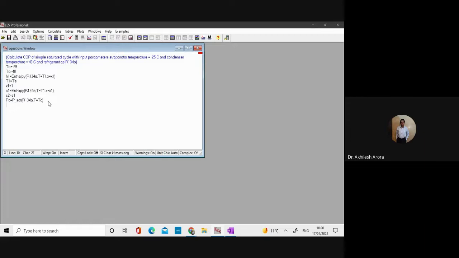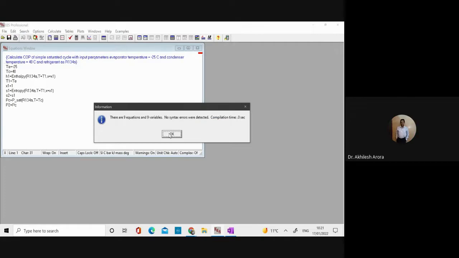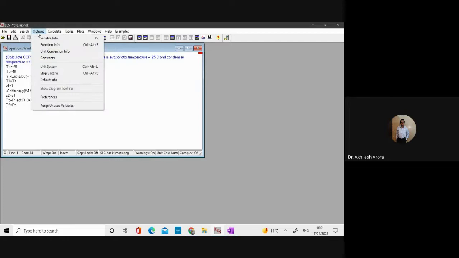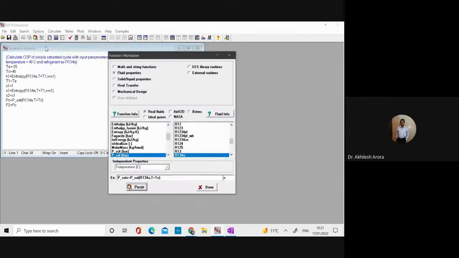Now let us move to the next part. Now we have two properties. We have the value of P2 also. P2 is equal to PC. And S2 has already been calculated. Now what do I need to calculate? Tell me. You can see here 9 equations, 9 variables. Tell me what I have to calculate. Sir, H2. Okay.